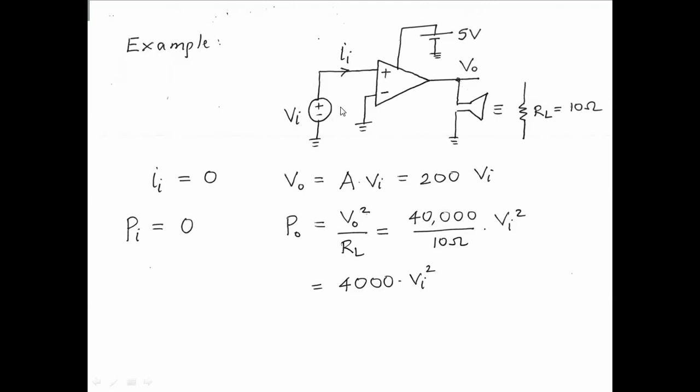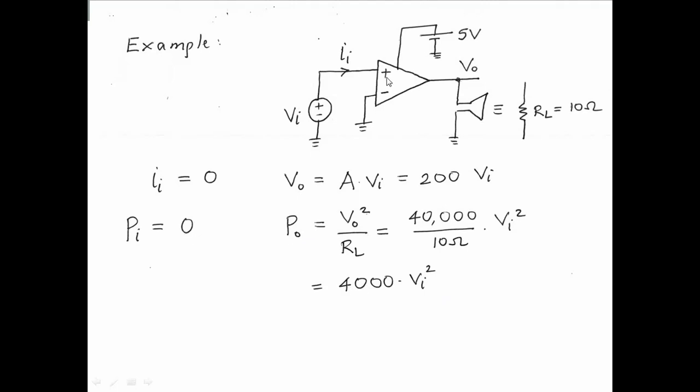And so now let's say we have some audio input coming in, it is getting amplified, and the speaker is being delivered power. How much is the power delivered to the speaker? If we represent it as a resistor, then it is Vo squared by RL. You know that. So the output power is equal to Vo squared by RL. Vo is 200 Vi. So this is 200 squared times Vi squared by RL. So 40,000 by 10. So 4,000 Vi squared. So if Vi is some small number, we get some finite output with zero input.